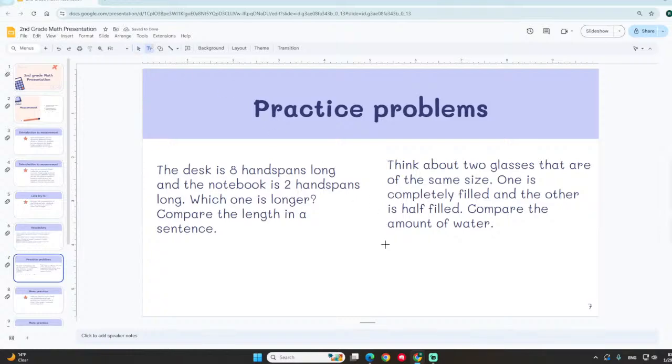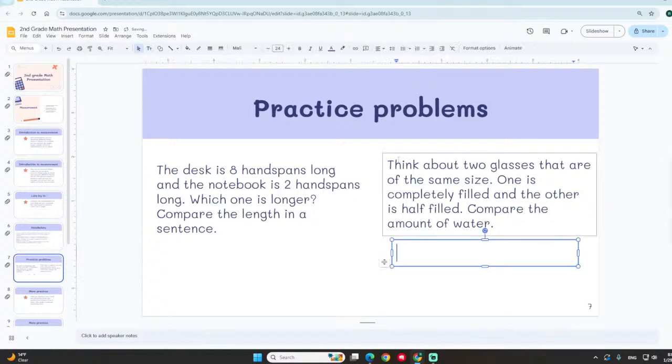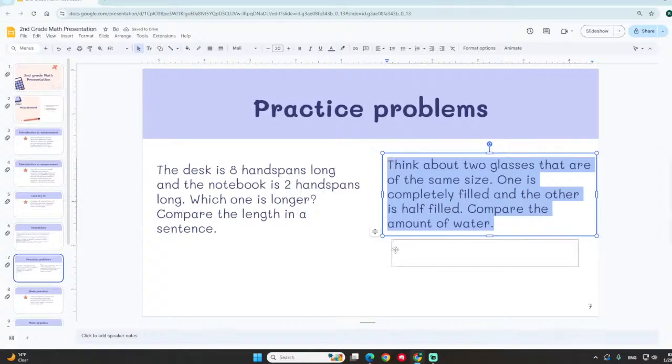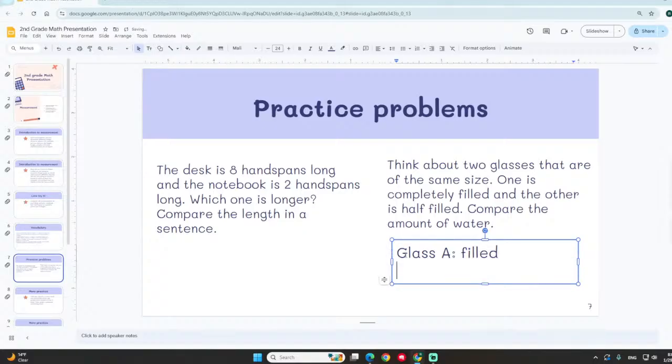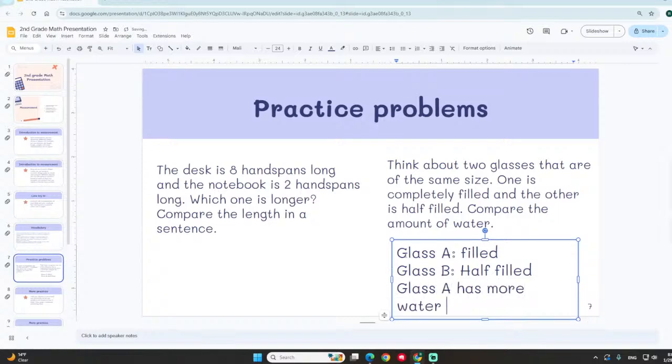And you can pause the video if you need to take any of these notes. We already talked about this one, but let's go back to it. If we have 2 glasses, the glasses are the same size. One is completely filled and the other is half filled. So let's say glass A is filled, glass B is half filled. That means we would say glass A has more water than glass B.